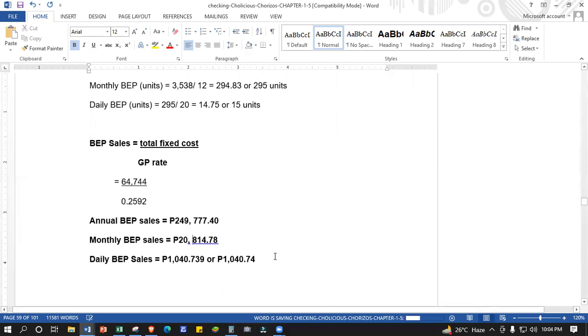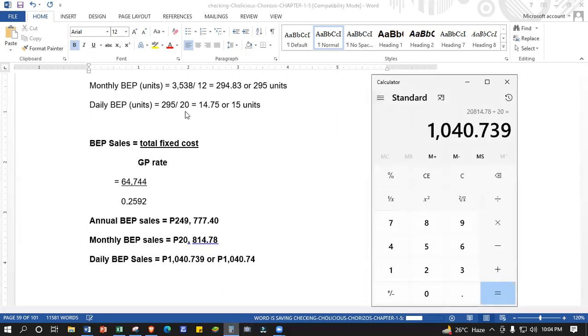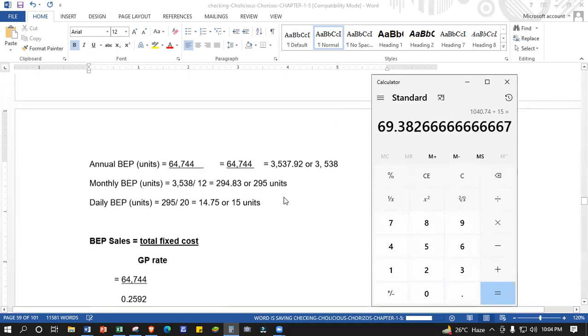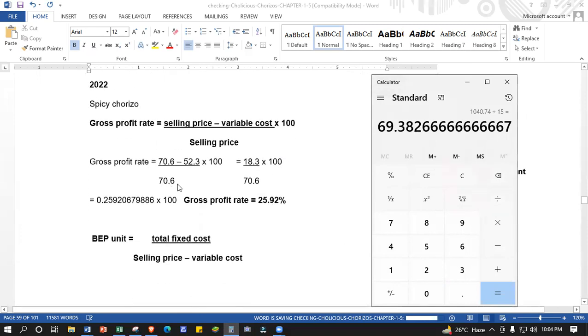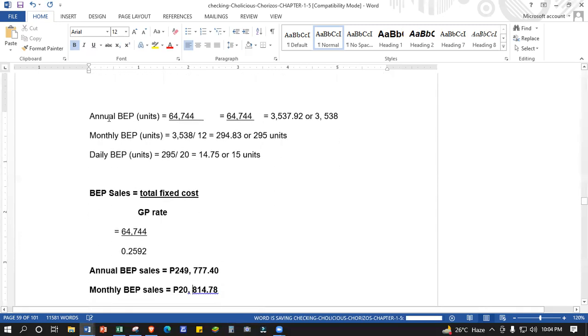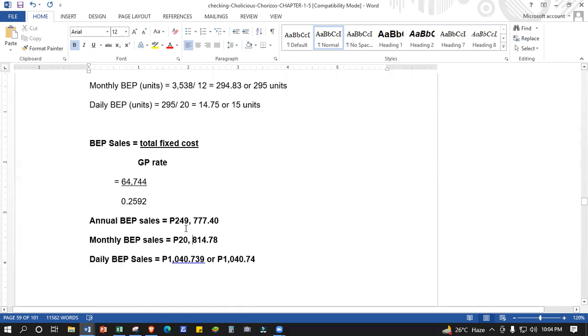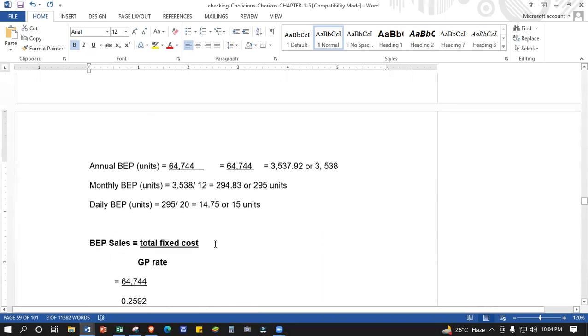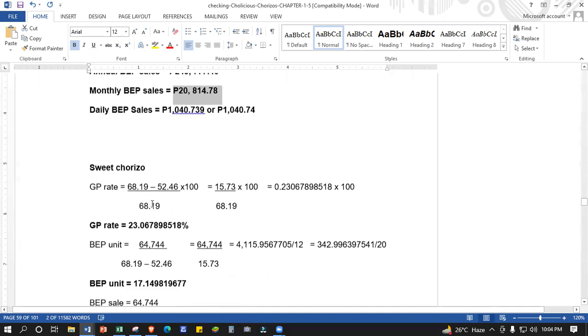So if you've noticed, for the daily sales, it needs to reach 1,040.74. If we divide this by 15 units, this is more or less the price, which is actually true. It's around 70, estimated. That's why the units and sales match. Units multiplied by the price give you the sales, or the other way around, sales divided by the selling price give you the units. Anyhow, for me, that's it.